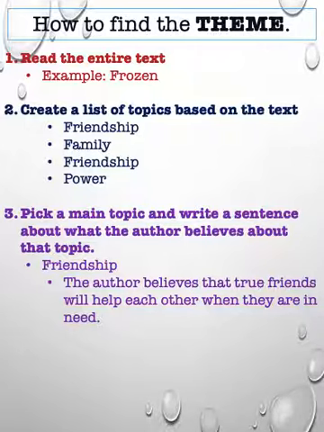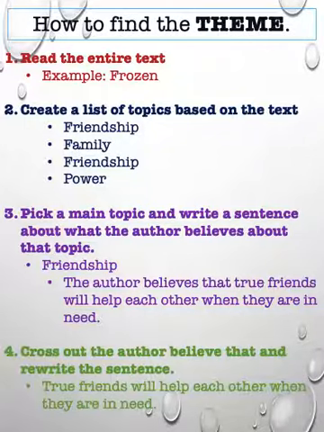I think the author believes that true friends will help each other when they are in need, because the author gave us many examples about friends helping each other and friends walking away from each other, but when they really needed each other, they came back and helped their friends. So I think that's what the author believes.